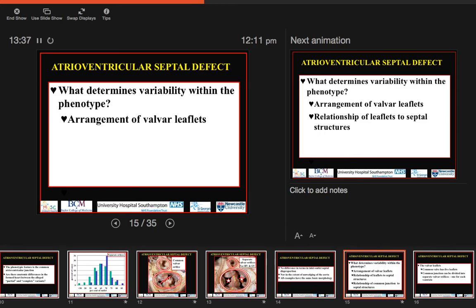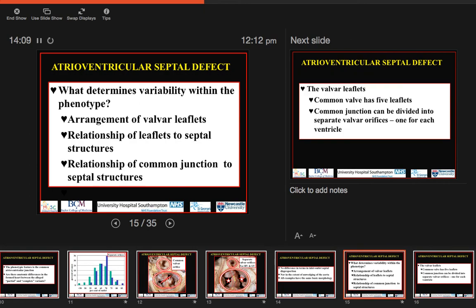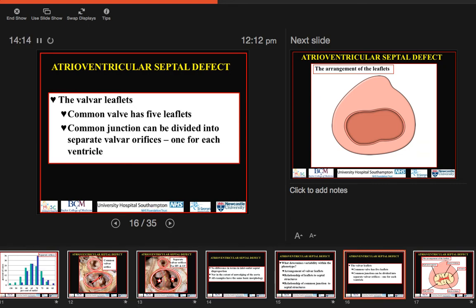But you all know better than I, when the patients are facing you in the consulting room or when you are doing echocardiography, there are fundamental differences between the patients that together make up the group. So what is the variability? What should we be concentrating upon when we describe partial versus complete defects? First of all, the arrangement of the valvar leaflets to each other. Second, the arrangement of the septal structure. And third, the commitment of the common junction.